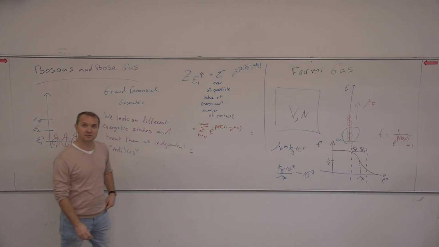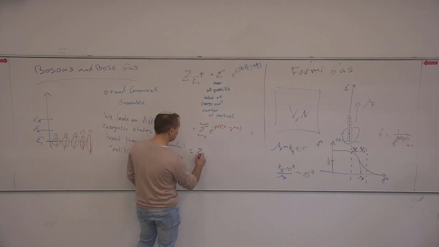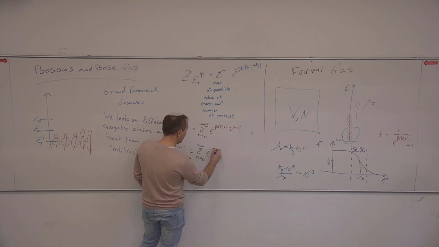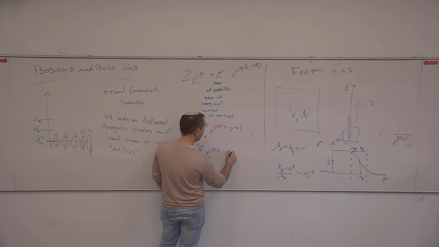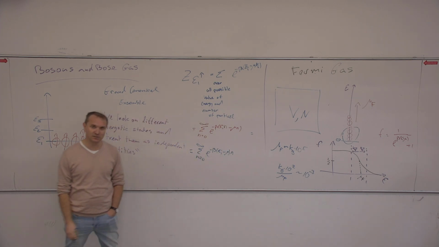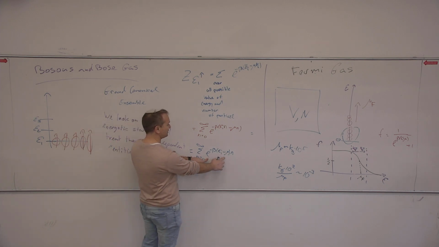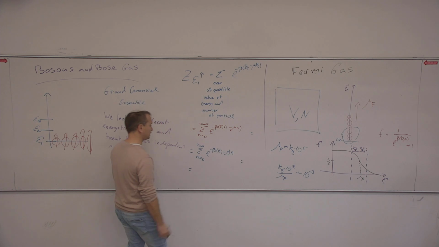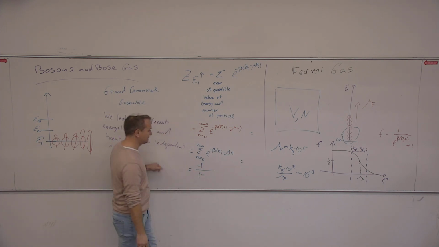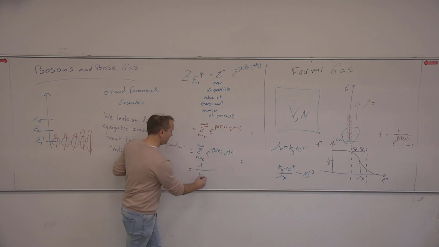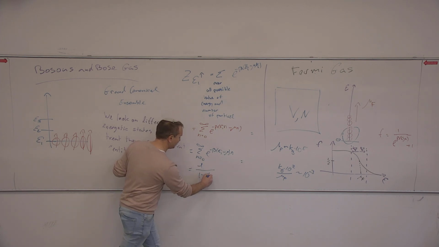What is this? Let's write it a little bit differently. n goes from 0 to infinity. Okay, this is a geometric series: e to the power minus beta (epsilon 1 minus mu) multiplied by n. Okay, so we have a specific prefactor to the power of n. So it's, when n equals 0, just 1 divided by 1 minus, and what is the multiplier? e to the power minus beta (epsilon 1 minus mu).